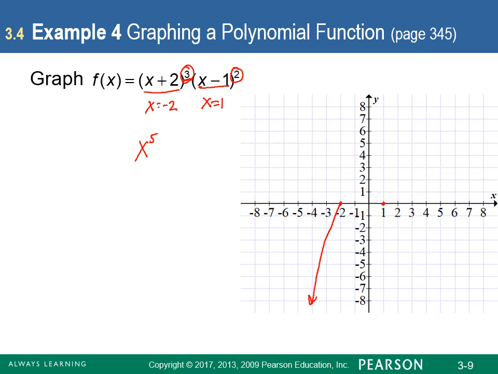Now the significance of these are the odd number 3 on the -2 tells us the graph goes through that point. The even number as an exponent on the x equals 1 tells us the graph bounces off of that point. So there's our sketch of the graph.